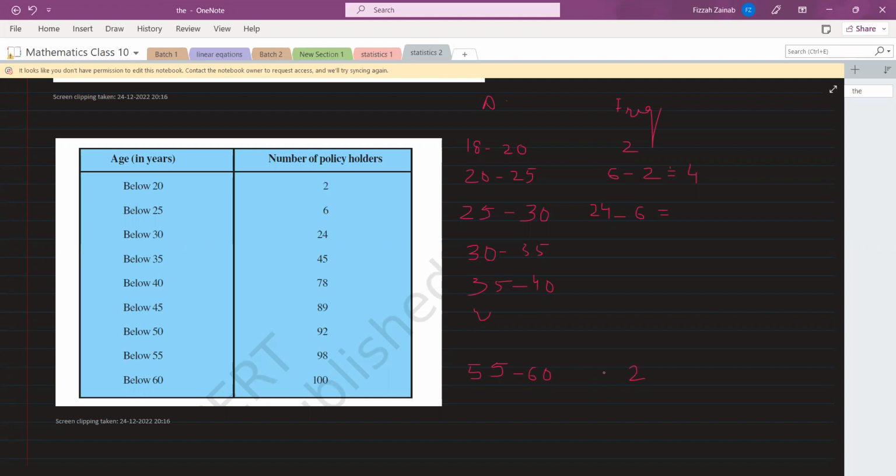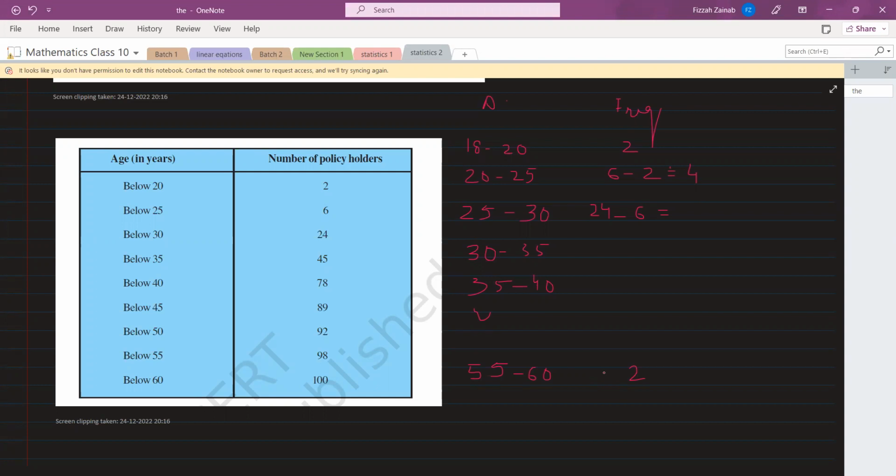So, I'm repeating again: 2, 6, 24, 45, 78, 89, 92, 98, 100. Right? You can write it down if you have not completed. So I'm saying again: 2, 6, 24, 45, 78, 89, 92, 98, 100. Fine, Martin?